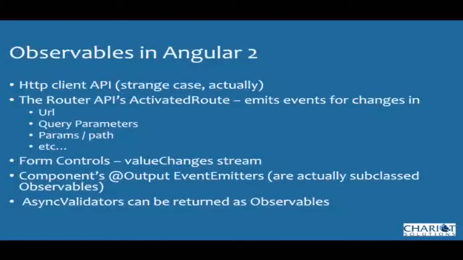I mentioned briefly earlier that text input fields and things like that, drop downs, all the form fields have a value changes property. And that's something called an event emitter. And by the way, event emitters are observables in Angular 2. They're not the node event emitter. They're actually the RxJS observables and a subclass that they created called event emitter. So they're really doing observables.